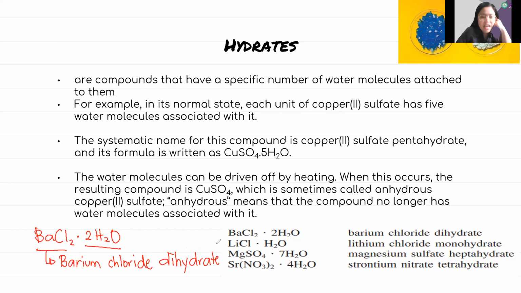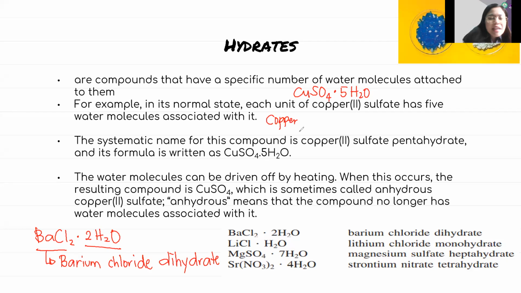So, ganun natin siya tinatawag kapag meron water molecule sa kanyang molecule nakabuuan. The same thing with this one, copper 2 sulfate. This is CuSO4. And then, ano daw ang nakalagay? Meron siyang 5 water molecules associated in it. So this is 5H2O.